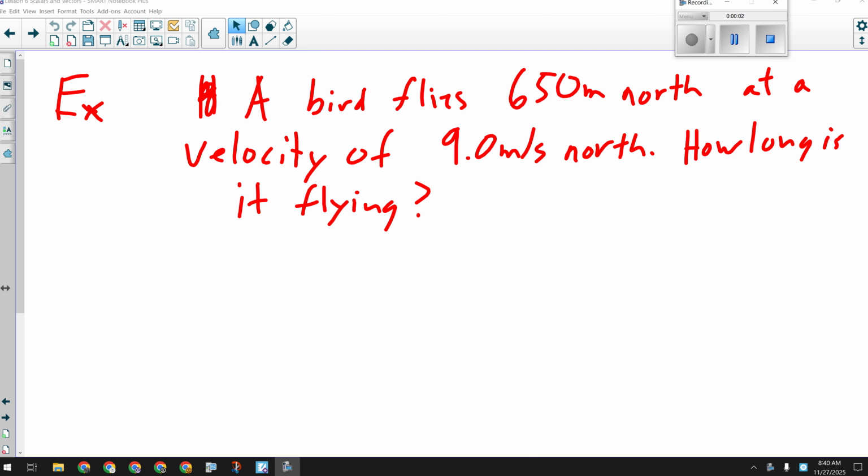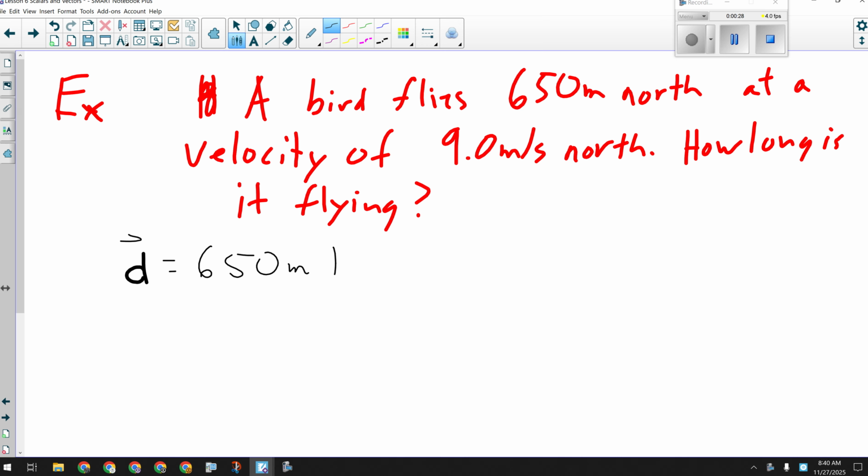All right, so this one only has one step, okay? But in terms of one calculation, that is. So we have a bird that flies 650 meters north. What did they just give me? Displacement, because I got north on the end of that, right? In the end, it's not going to make a difference here because it only goes north, but we still have to write it down as a displacement. So 650 meters north. All right, and it does so at a velocity of 9 meters per second north.